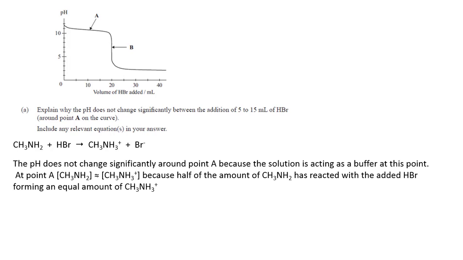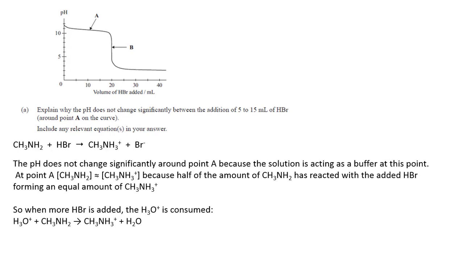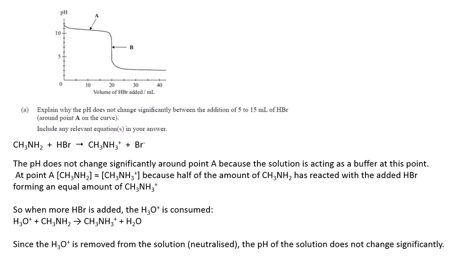What's important about that is that as the HBr is being added and there's more H3O+ in the solution, it's becoming more acidic. Well, you're adding more H3O+ to it. The CH3NH2, the methylamine, is actually reacting with that and neutralizing it, and it's becoming CH3NH3+ and H2O. So as that happens, that's neutralizing any H3O+ that's being added to the solution, so the pH of the solution doesn't change significantly.